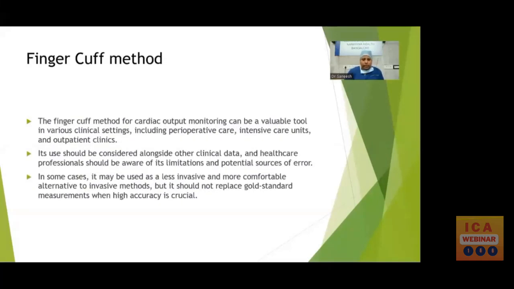The finger cuff method for cardiac output monitoring can be a valuable tool in various clinical settings, including perioperative care, intensive care units, and outpatient clinics. Its use should be considered alongside other clinical data, and healthcare professionals should be aware of its limitations and potential sources of error. In some cases, it may be used as a less invasive and more comfortable alternative to invasive methods, but it should not replace the gold standard measurement when high accuracy is crucial.